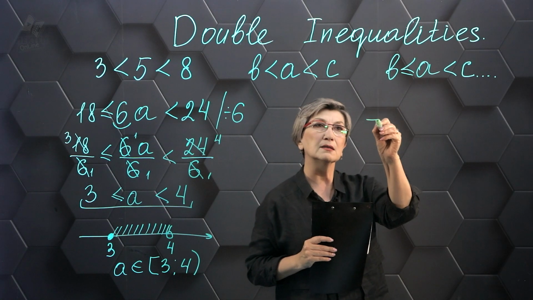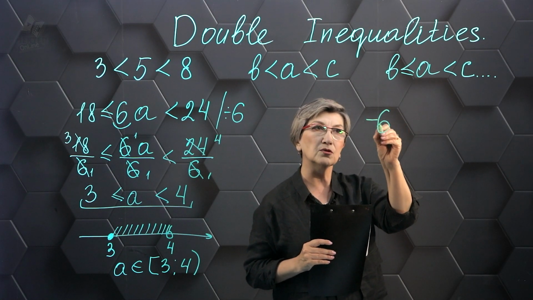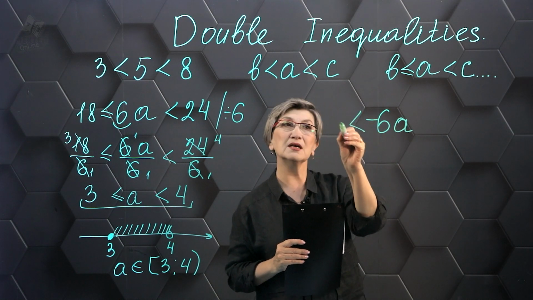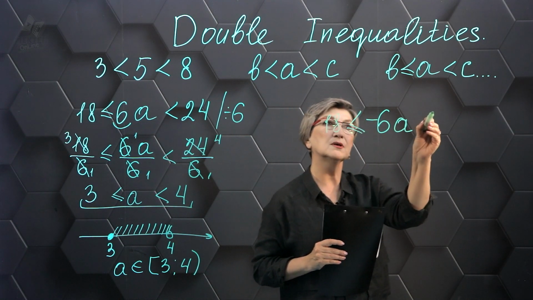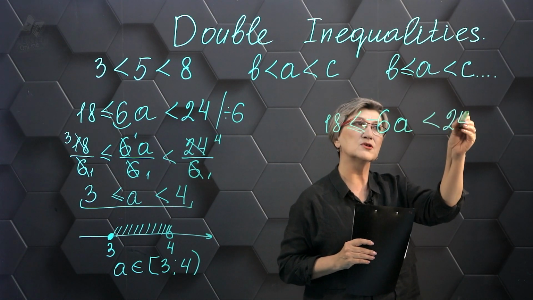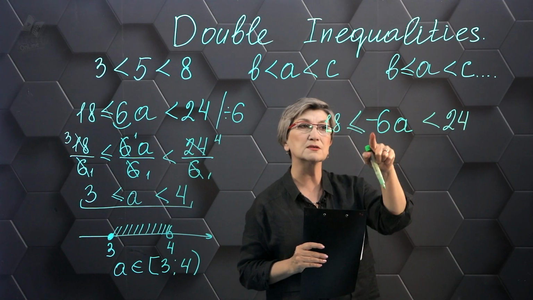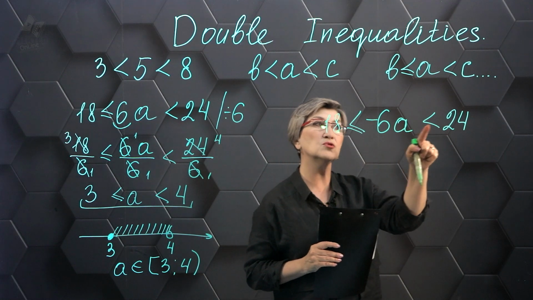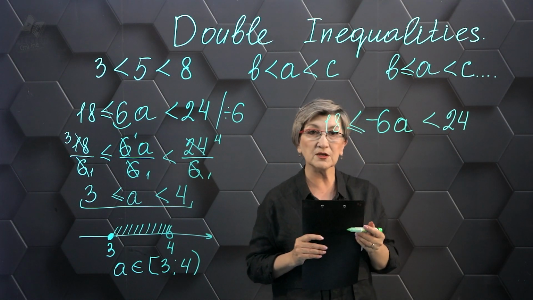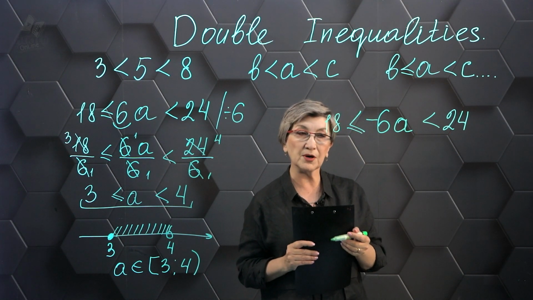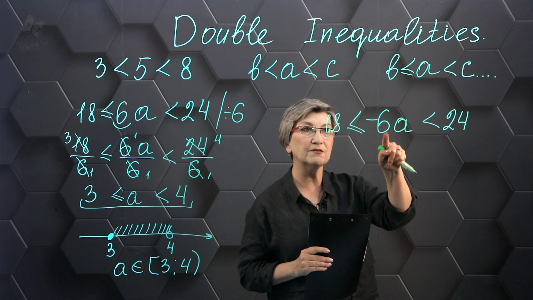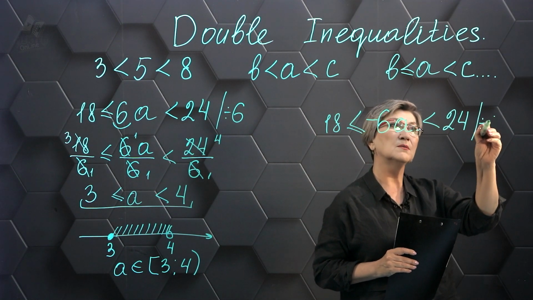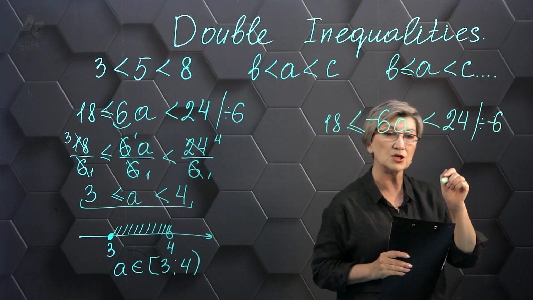And let's solve another example together. I will write the coefficient for the letter as a negative number, minus 6a. All other numbers will be written as it was before. As a result, we have this inequality. Minus 6 times a is greater than or equal to 18, but less than 24. So what changes in this case? According to our rule, we must divide by the coefficient, which is minus 6. Let's write it down. We divide by the number minus 6.